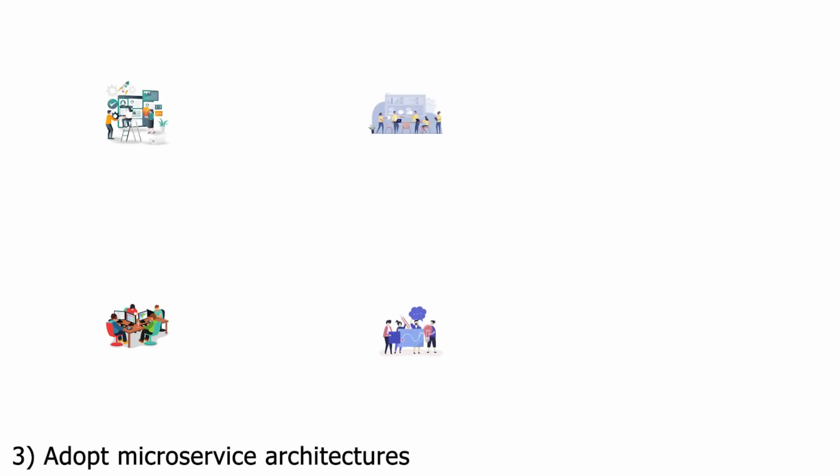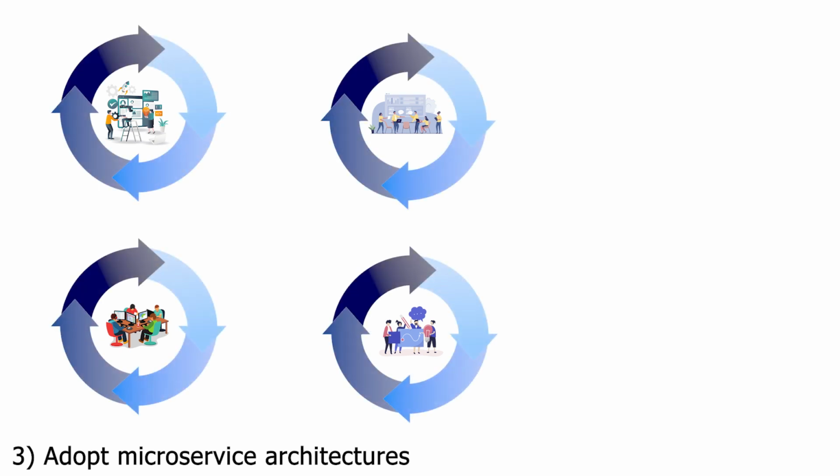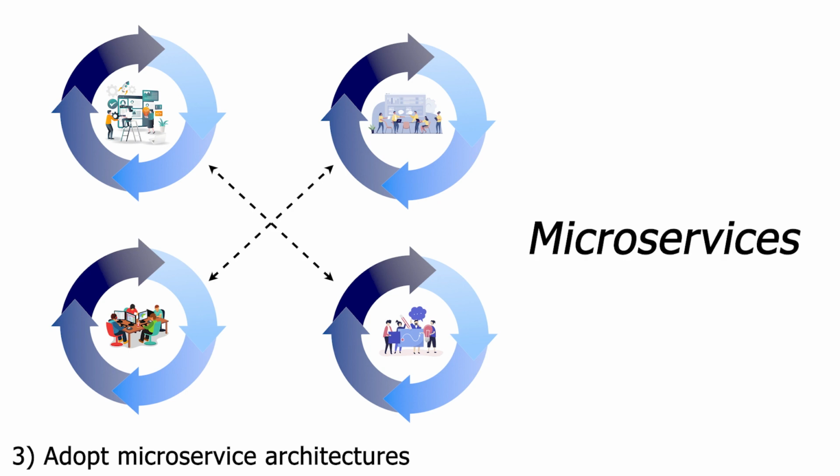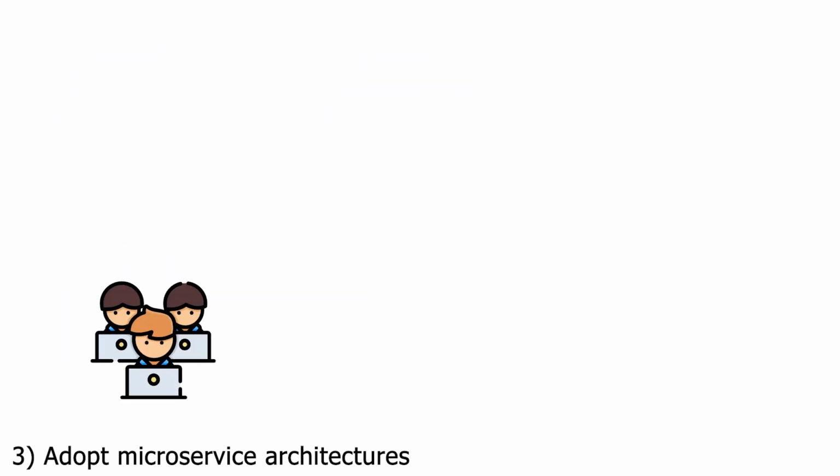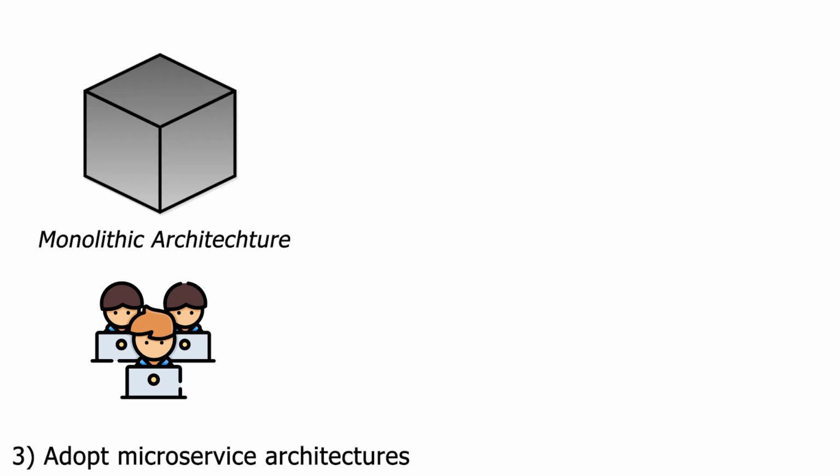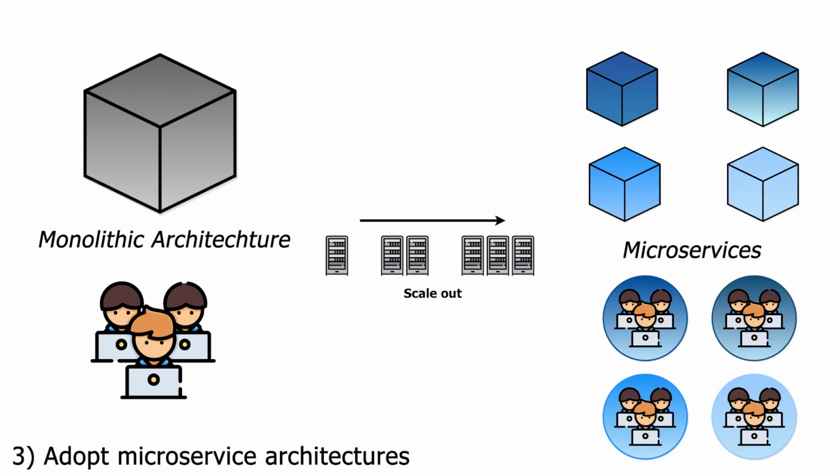Adopt microservice architectures. When you have multiple teams able to own the entire life cycle of their projects, you naturally get many small, loosely coupled services talking to each other. That is, microservices. Although this is not a necessity, especially for small companies that can benefit from the simplicity of a monolithic architecture, when growing and scaling, microservices can help significantly.